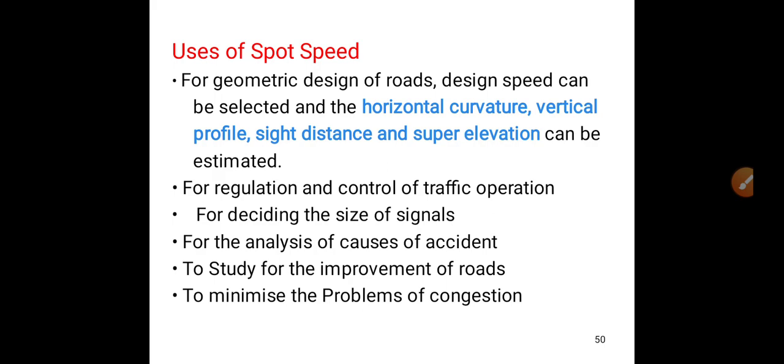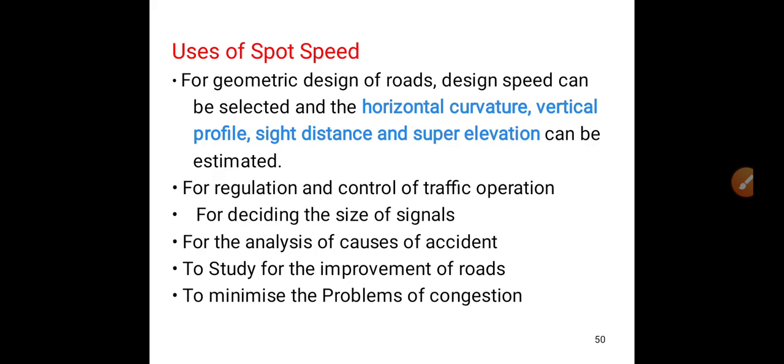85th percentile and 15th percentile speeds are used for upper limit signboards and lower limit signboards to be installed to regulate and control the traffic.